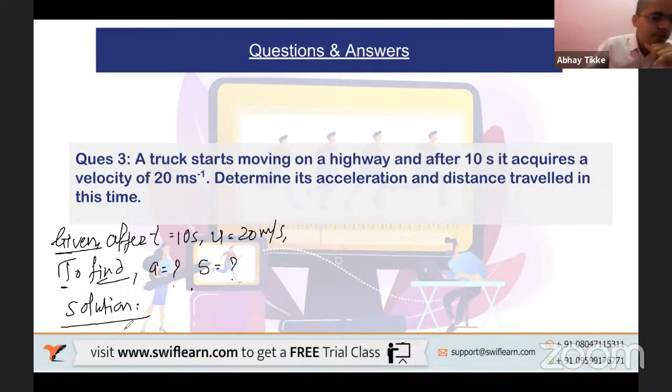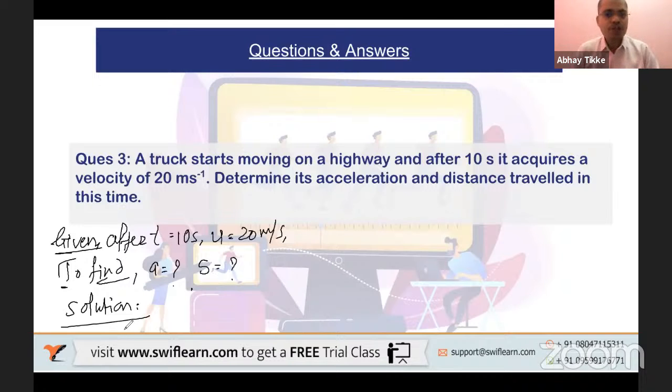कौन सा equation is coming? Anybody on the chat can tell me? एक्सेलेरेशन निकालना है और s निकालना है. एक्सेलेरेशन का तो फॉर्मूला आपको पता है, a equal to rate of change of velocity, isn't it?